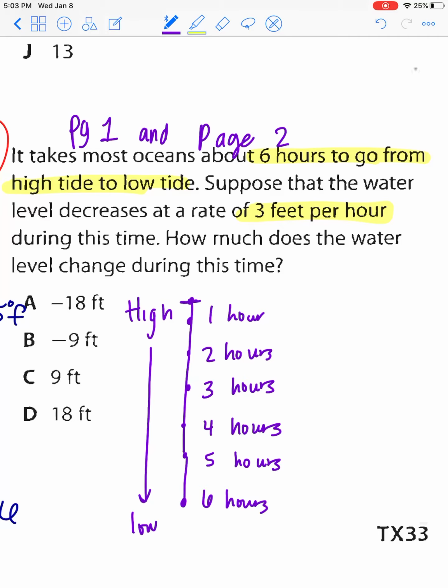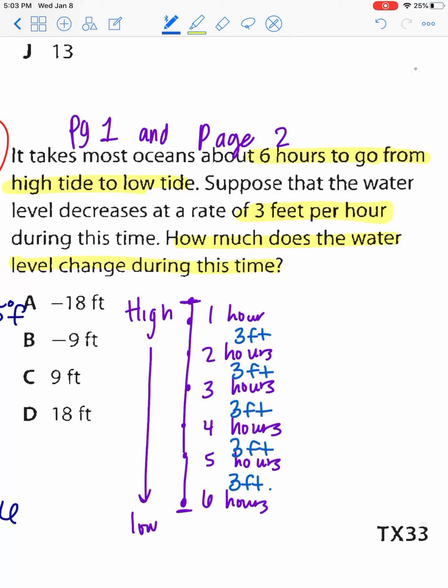And it says that it goes down 3 feet per hour during this time. So that means that in this 1 hour here, it went down 3 feet. This went down another 3 feet, another 3 feet, another 3 feet, and then another 3 feet. So then it's asking you, how much does the water level change during the time? And I'm going to leave you with that thought.